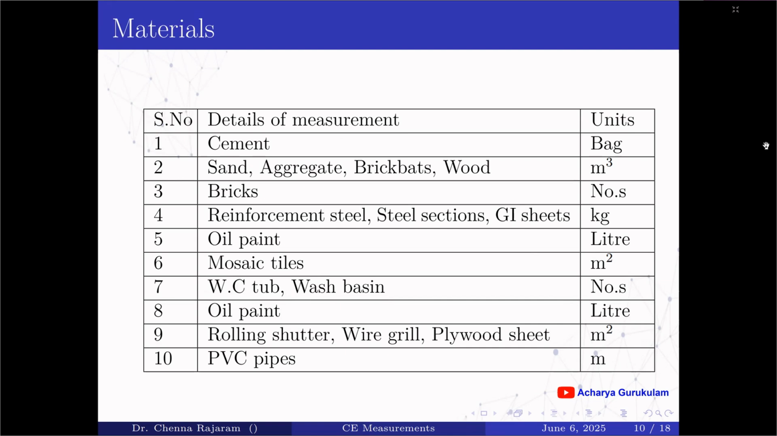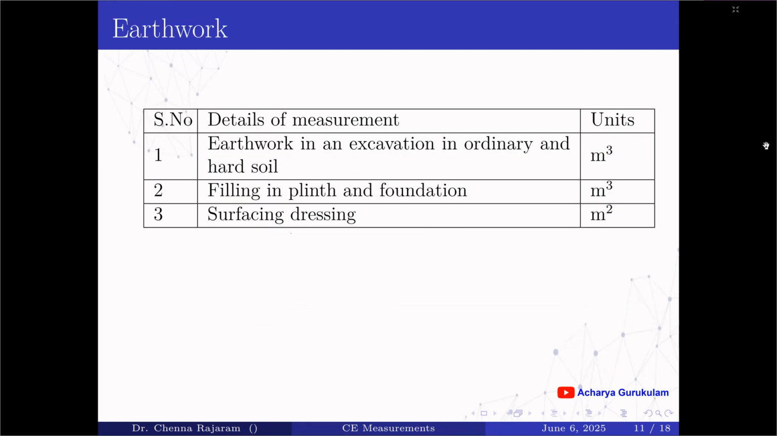Bricks are measured in terms of numbers, like 5 bricks, 10 bricks, 15 bricks. Reinforcement steel, steel sections, and GI sheets are measured in kg, oil paint in liters, mosaic tiles in square meters, WC tub and wash basin in terms of numbers, rolling shutters, wire grill, and plywood sheets in square meters, and PVC pipes in meters.